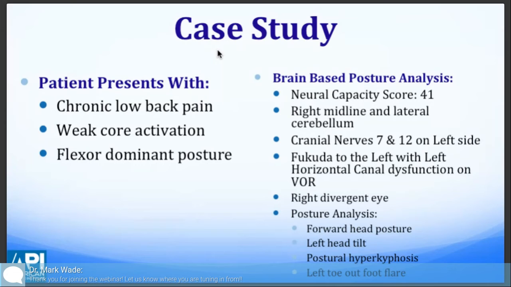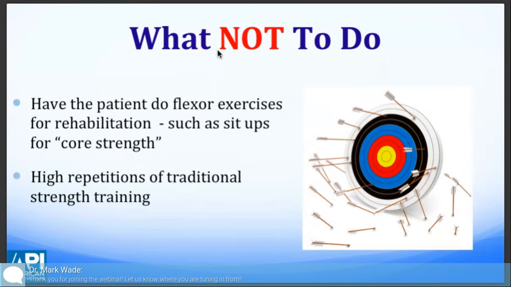Chronic low back pain, weak core activation, flexor dominant posture. This is so common. So then we did a brain-based posture analysis. The patient had a neural capacity score of 41 out of 100. They had right midline and lateral cerebellar deficits. Cranial nerve 7 and 12 on the left side were deficient. The Fukuda test for vestibular function showed lateralization to the left, with left horizontal canal dysfunction of the VOR, so left vestibular. Right divergent eye, so right visual system dysfunction. And then the posture analysis showed forward head posture, left head tilt, postural hyperkyphosis, and left toe out foot flare. So that's what the patient presented with.